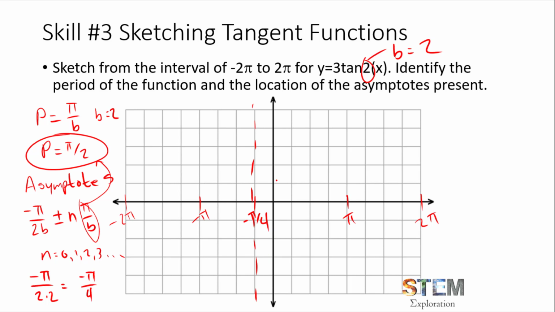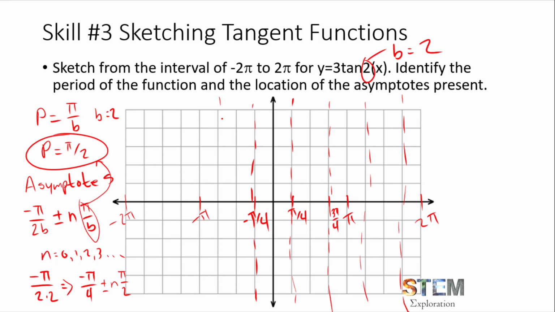All right. And now, with this pi over 4, all we have to do is add plus or minus n times pi over 2 to every single one of these, and that's going to be where the next asymptote is going to be. So if we go pi over 2 this way, that would be pi over 4. This is where the next asymptote is. 3 pi over 4. This is where the next asymptote is. The next asymptote.